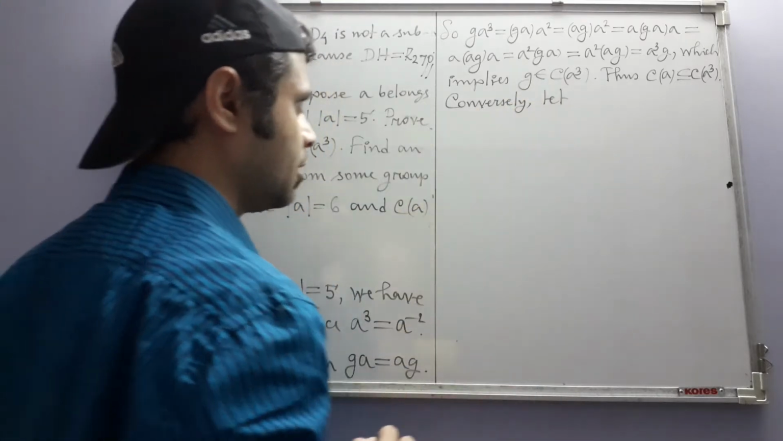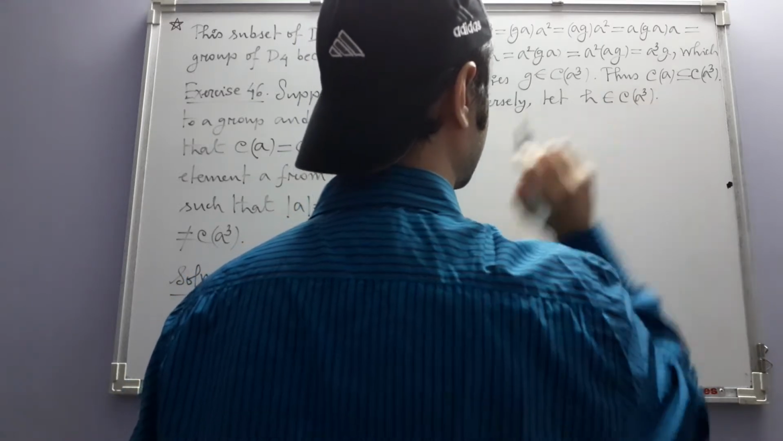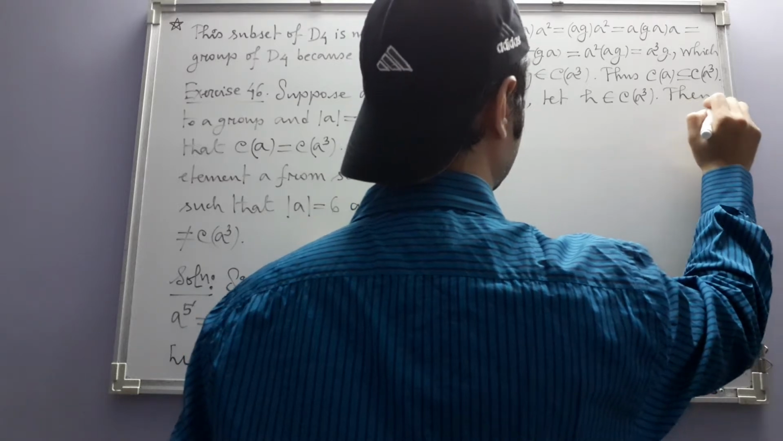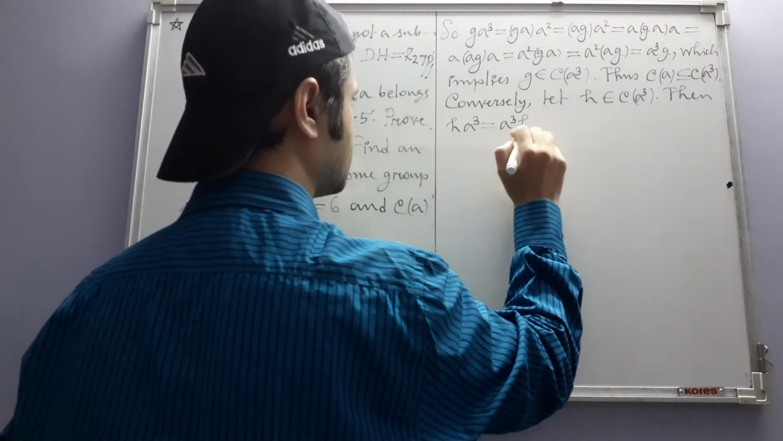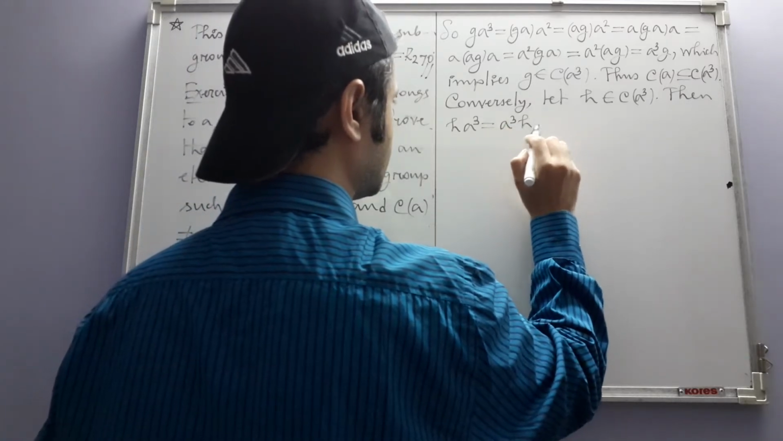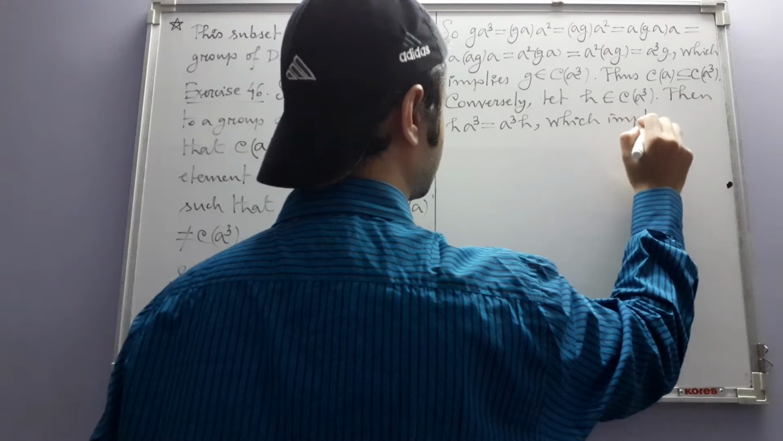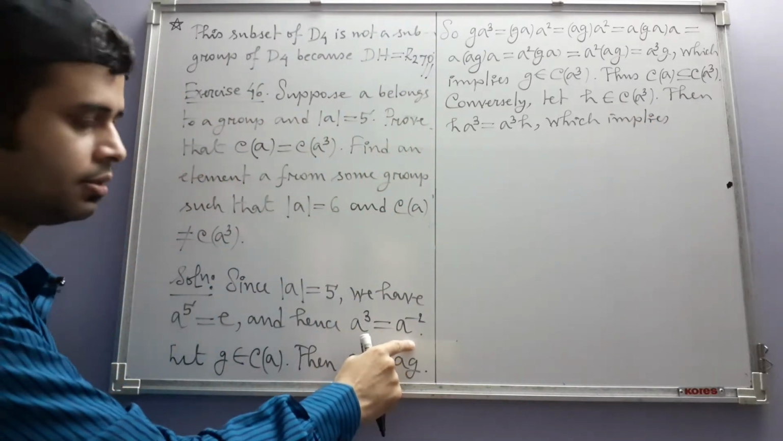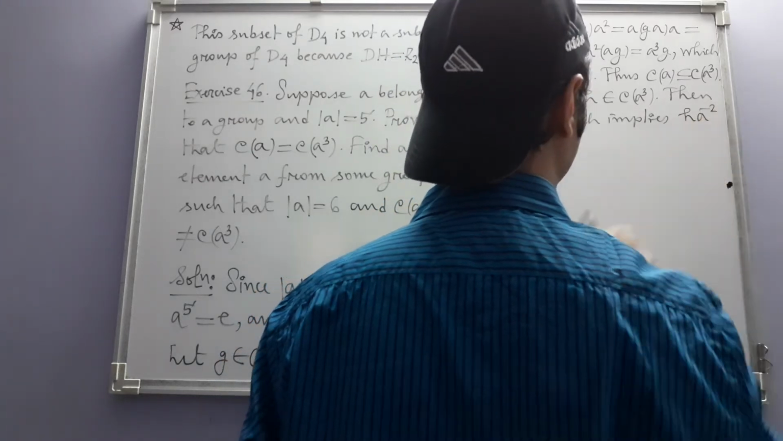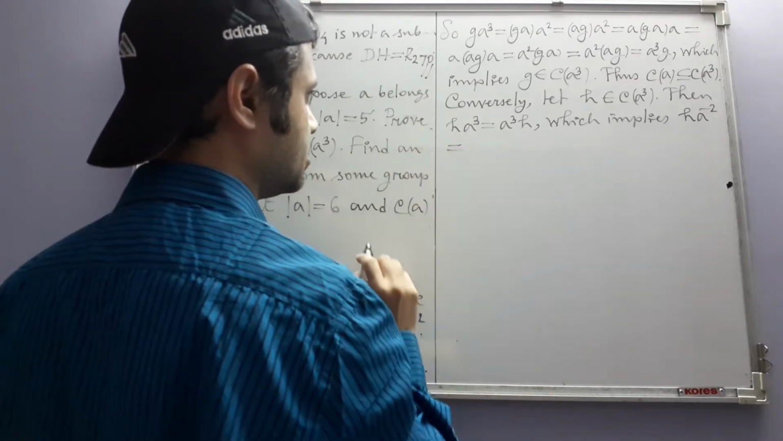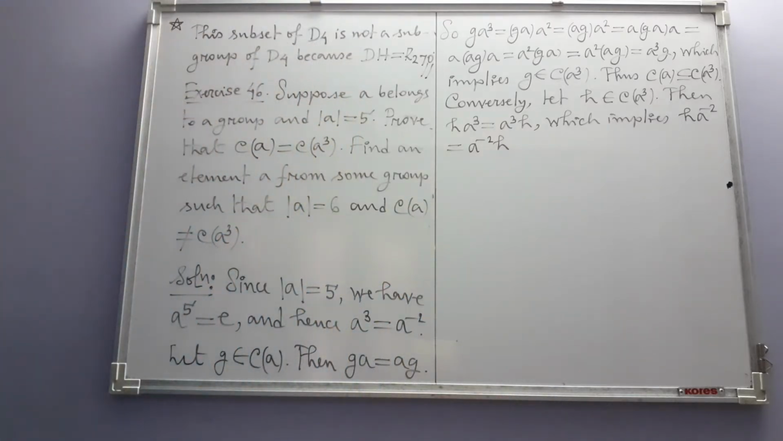Conversely, let H belong to CA cube. Then H commutes with A cube, which implies, we are now going to use this equation here: H A to the power minus 2 is equal to A to the power minus 2 H.